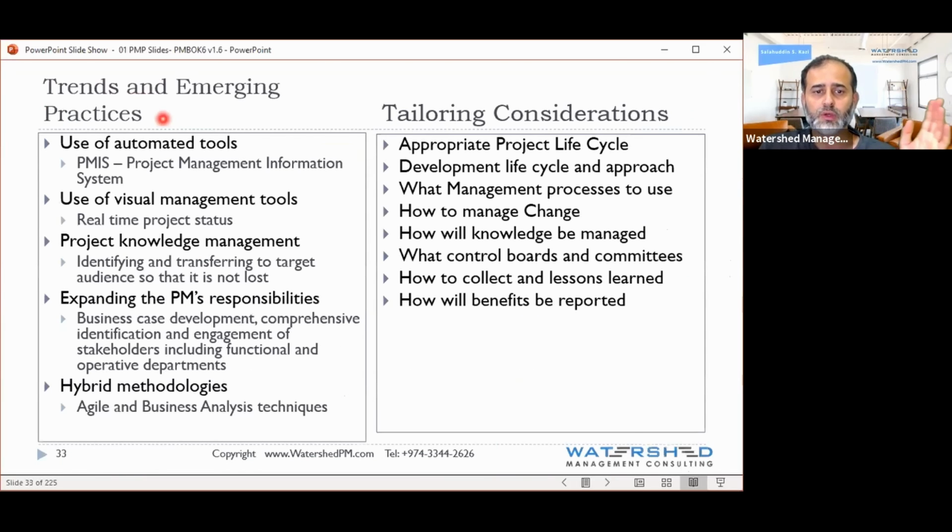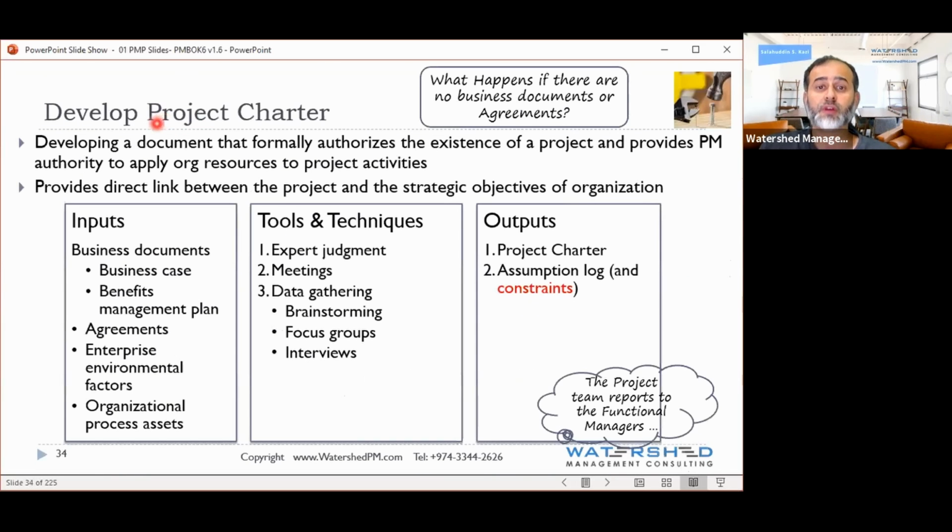So we already know the answer to question number 5. What is question number 5 for every process? When do you do this process? Remember question number 5? Now you know the answer. When do you do this process? Very early in the project, pretty much the first thing. In fact, the first thing in the project you do is this process, develop project charter.